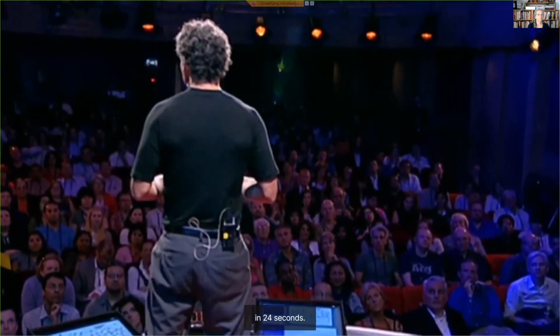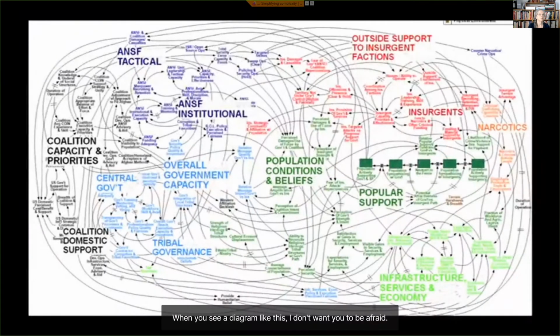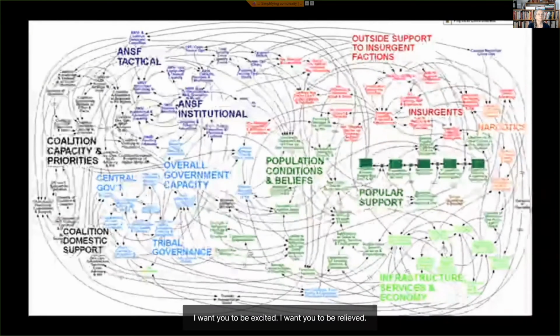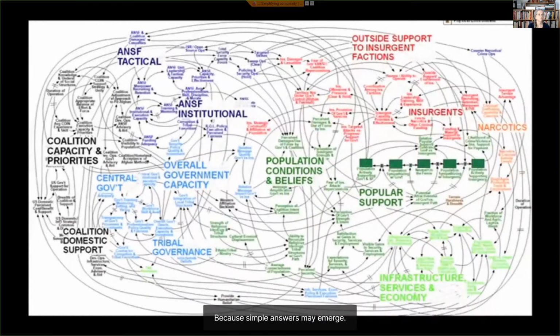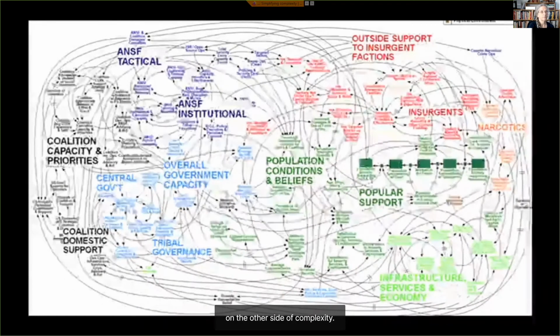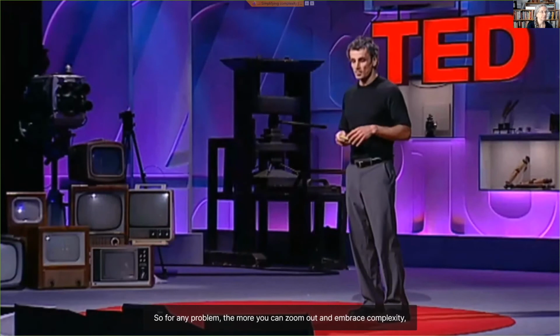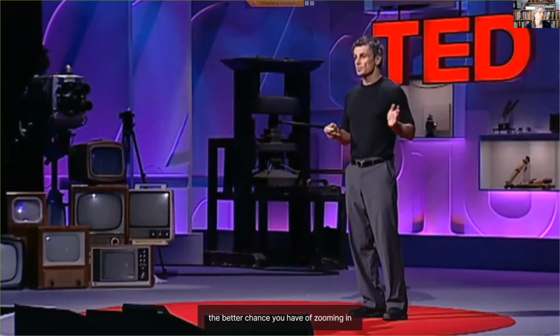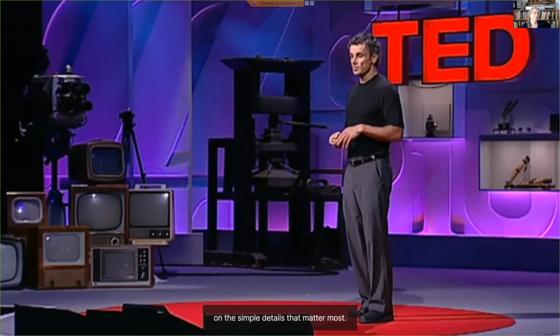When you see a diagram like this, I don't want you to be afraid. I want you to be excited. I want you to be relieved, because simple answers may emerge. We're discovering in nature that simplicity often lies on the other side of complexity. So for any problem, the more you can zoom out and embrace complexity, the better chance you have of zooming in on the simple details that matter most. Thank you.